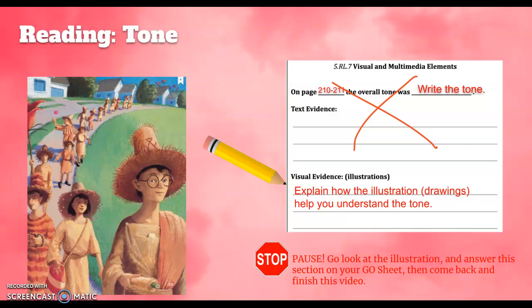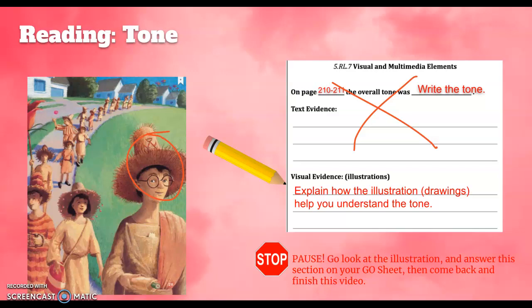So I want you to look at this picture. It's on page 211. We've got Wesley here right up front. So I want you just to take a peek at this picture, really get in there, give it a good eye, and I want you to decide what about this picture tells you the tone of the story. So again, on these lines, you're not going to actually be writing proof because we're talking about the pictures, but just explain how the illustration or the drawings help you understand that tone or that mood that you had selected.